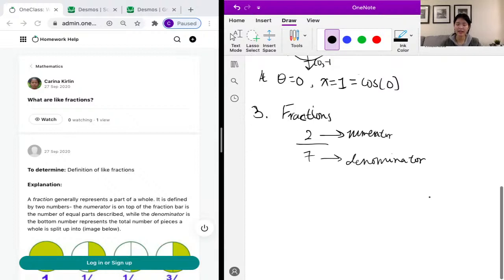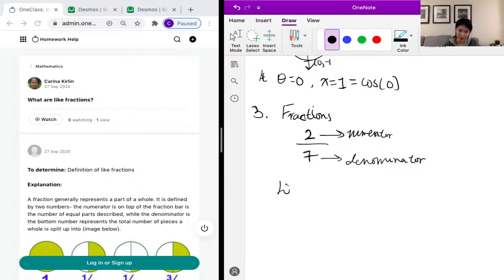And it basically just means that in this specific case, we have 2 over 7. The numerator is 2 and the denominator is 7. So it says that if we split something into 7 parts and we take 2 parts of it, that is 2 over 7. So it means two portions of a 7 portion, or 2 out of 7 portions. And that's basically what a fraction is.